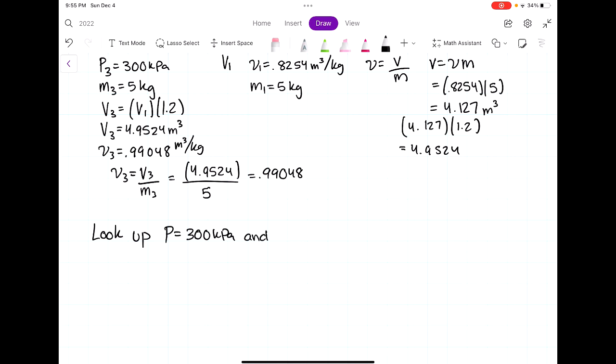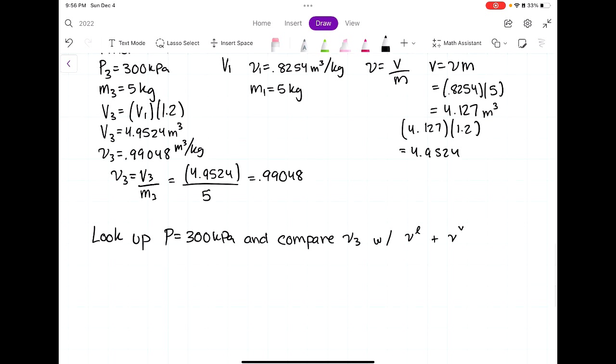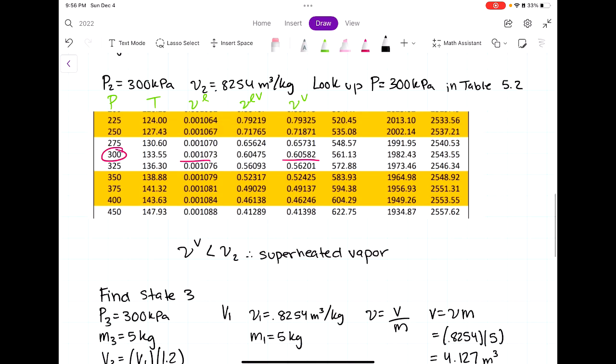and compare V, or specific volume 3, with the specific volume of the liquid and the specific volume of the saturated vapor. Okay, so we're gonna look that up in Table 5.2. Table 5.2. So over here, the same one.